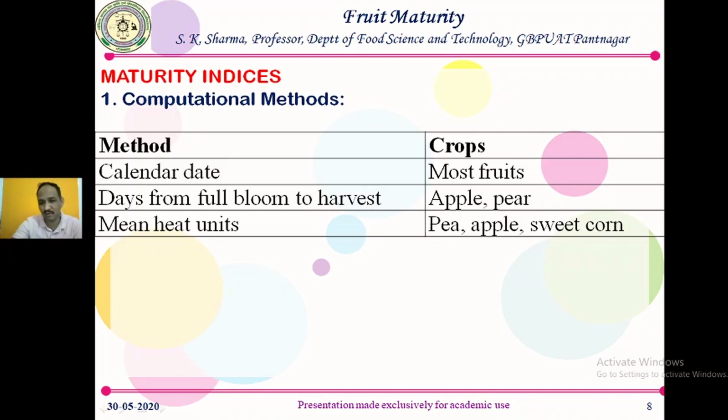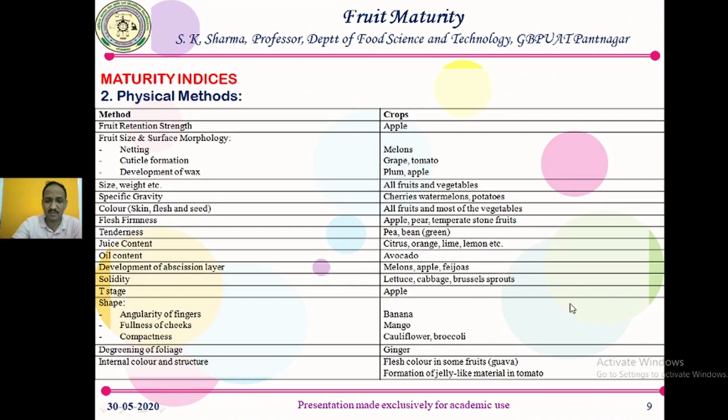So that is how, by accumulation of mean heat units, we can use this also as one of the maturity indices. It's used in pea, apple, sweet corn and so many other crops. Now the physical methods. These are the most common type of methods which are used to determine the maturity. These are also again one of the maturity indices, all the physical methods. So many examples here on the screen.